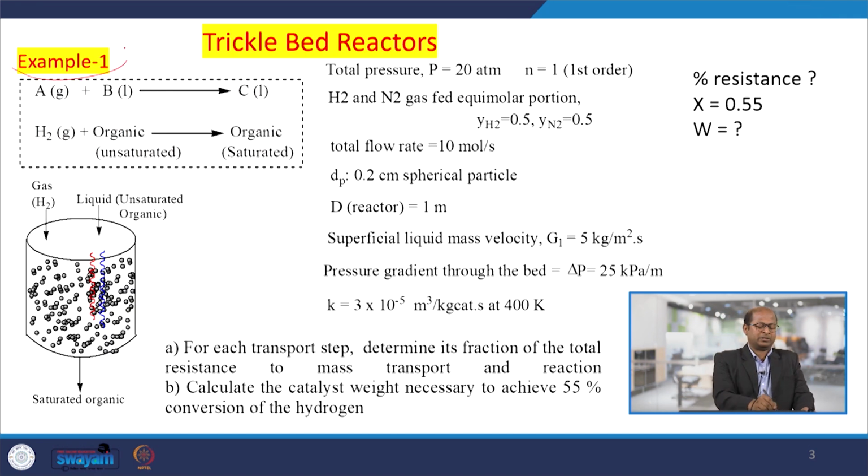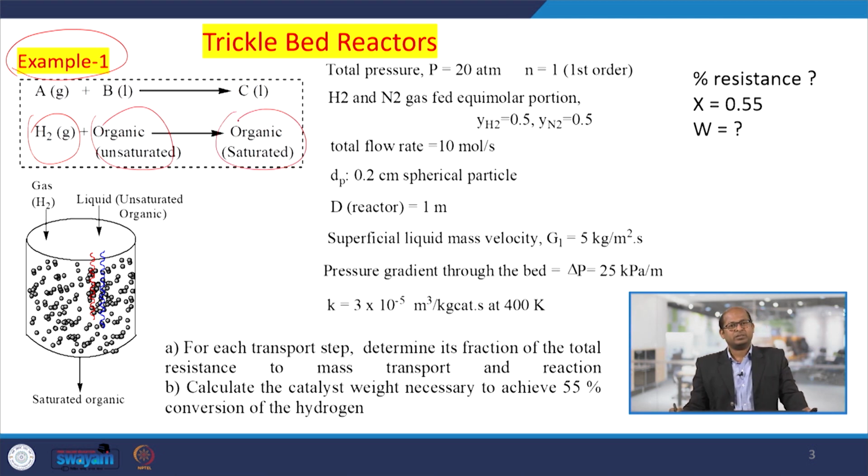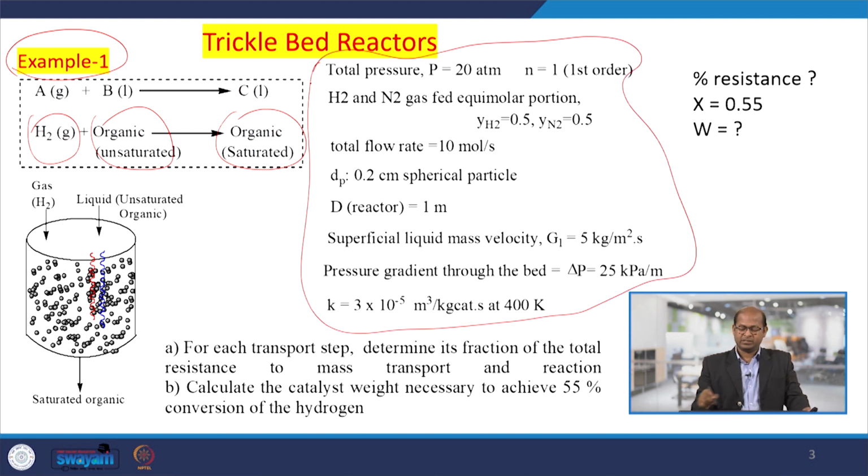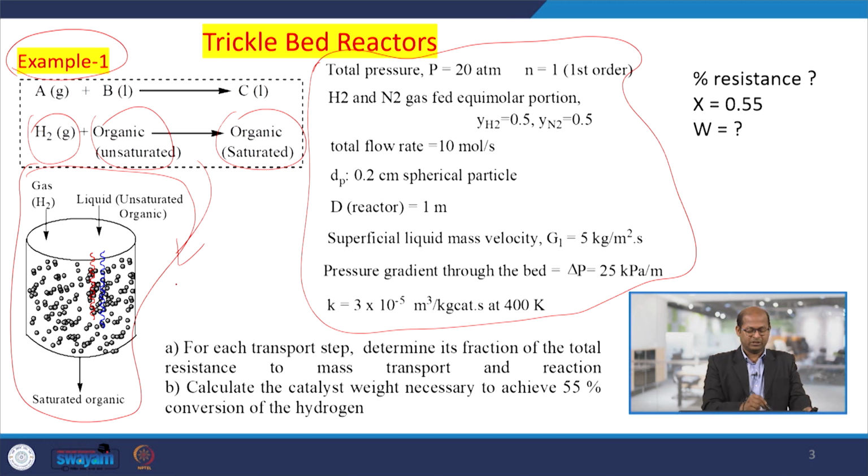In our previous class we considered the reaction A plus B going to C. A is hydrogen, the gas component, B is the organic component, the liquid, and C is the organic saturated compound, the product. If we conduct this reaction inside this particular reactor, these are the parameters given that we already discussed in the previous class. So, gas, liquid and solid phase.